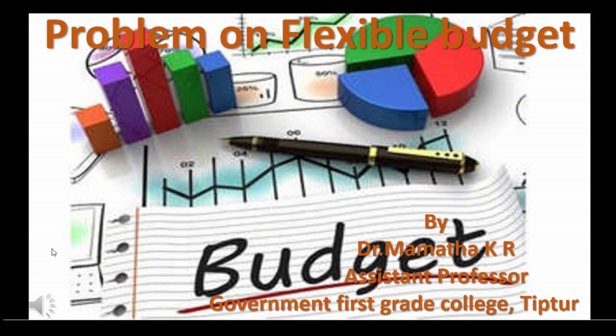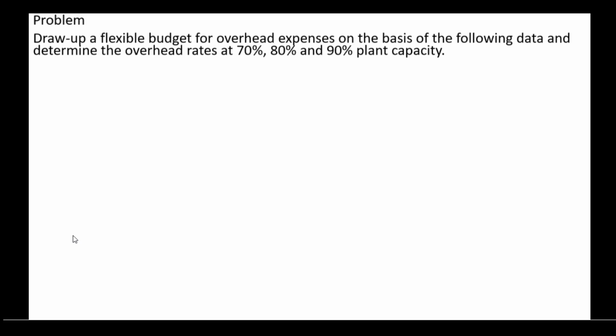Now I explain about the problem on flexible budget. This is the problem. Draw up a flexible budget for overhead expenses on the basis of the following data and determine the overhead rates at 70%, 80% and 90% plant capacity.